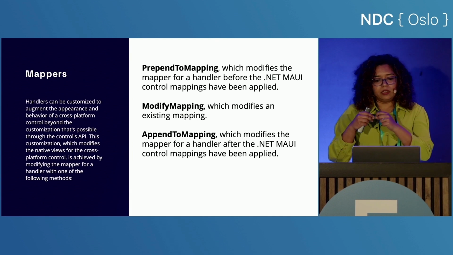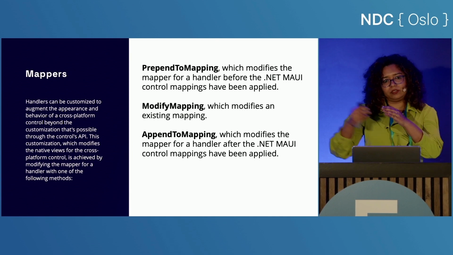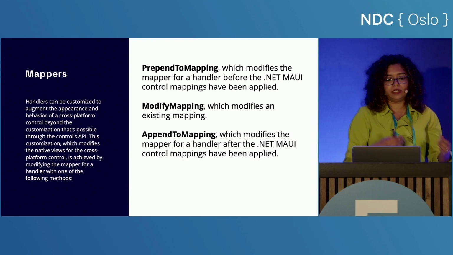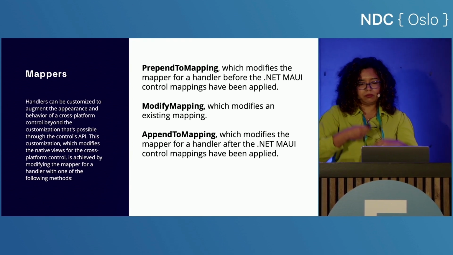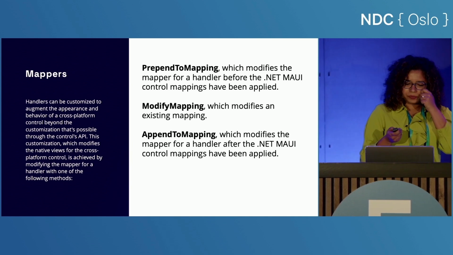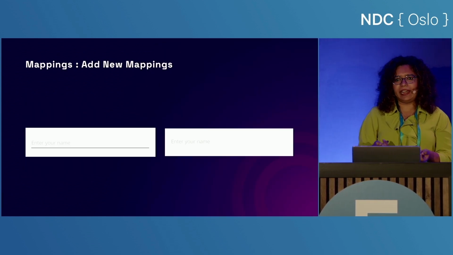You can do it to an existing mapper, so it kind of just goes in with a regular lifecycle. You can also do it after the control mappings from .NET MAUI have come in. You can add another extra layer of customization to it. So within that, let's talk about adding a new mapper.